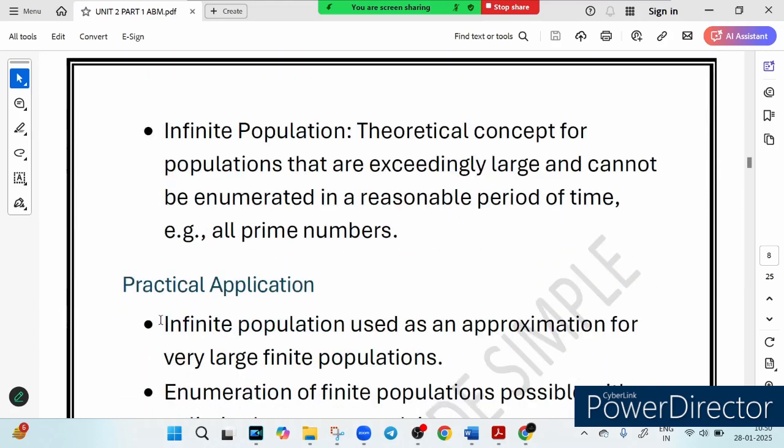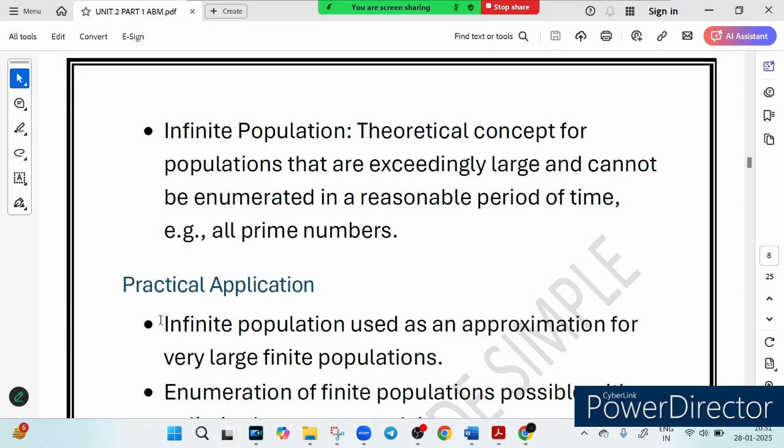And infinite means what? Infinite is more theoretical. Think of all the prime numbers. There is no end to them. All the prime numbers are a type of infinite population, right? So finite, I told you earlier, is a population which we can count completely, and infinite means one which we cannot count, right? So think of all the prime numbers. They are our infinite population.